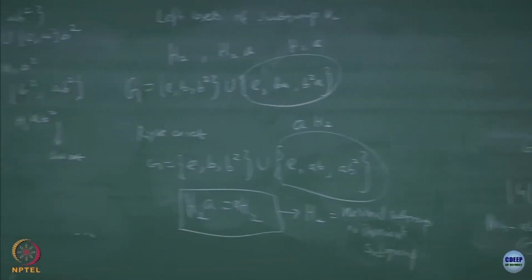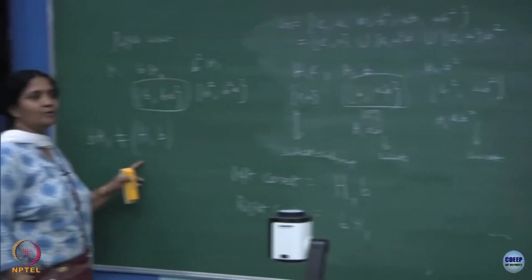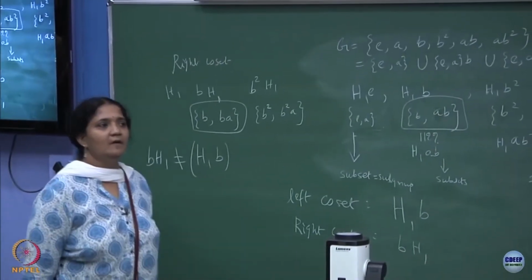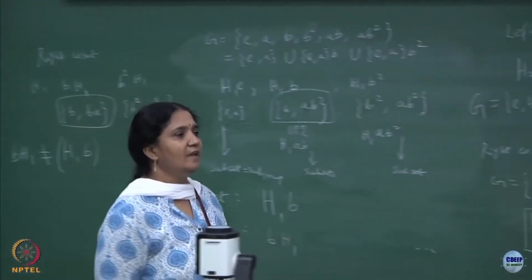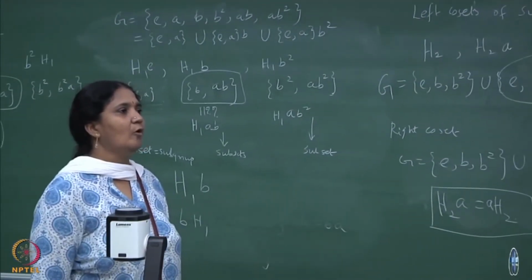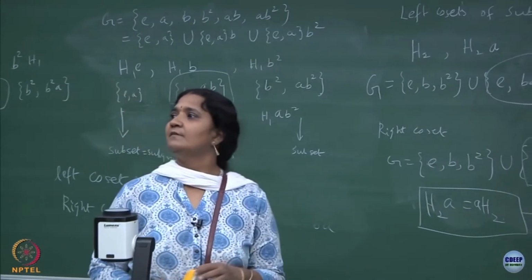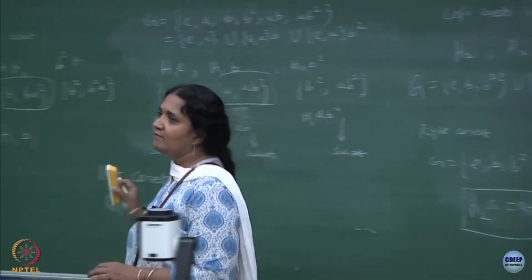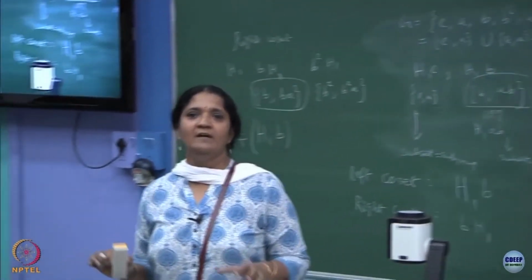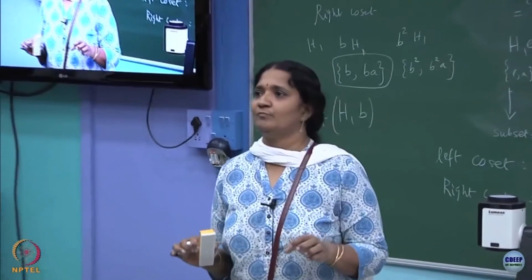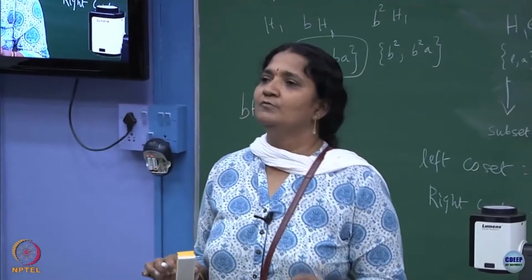Here H1 is only a subgroup, you cannot call it an invariant subgroup because left coset and right coset are not same. Yeah, any questions? Is this clear? I am trying to confine to a simple example so that the concept is clear to you. Okay. So, what did we do?